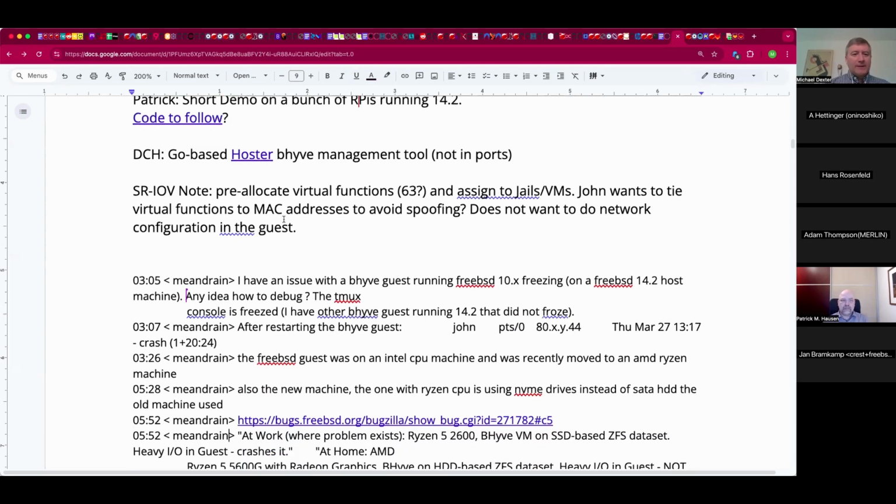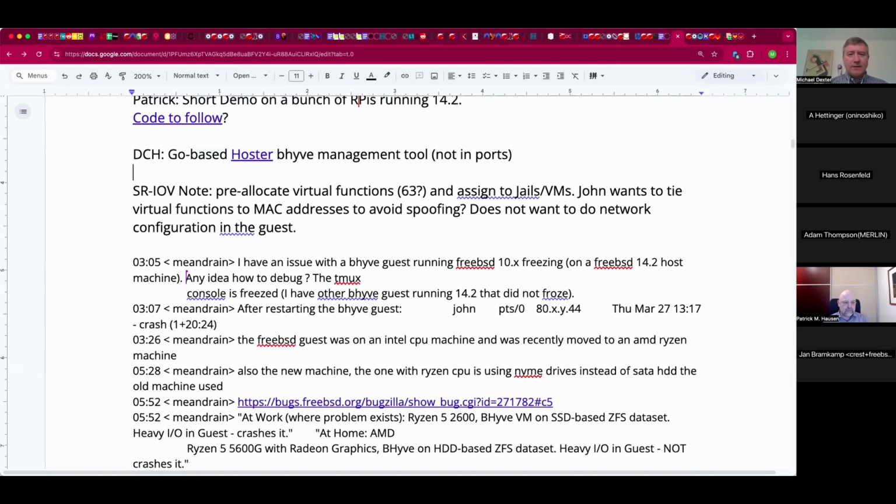Moving on for the lightning round, Dave C. mentioned the Go-based hoster for bhyve on the jail call. For what it's worth, it's out there. Some people will love the fact that it's Go and it's not in ports, and there's a link in the doc to it. If we had John, I'd probably grill him more for SRIOV topics. On another call, Jan, you pointed out that some of his issues might be mitigatable by pre-allocating the virtual functions, but that's for perhaps another day with John.